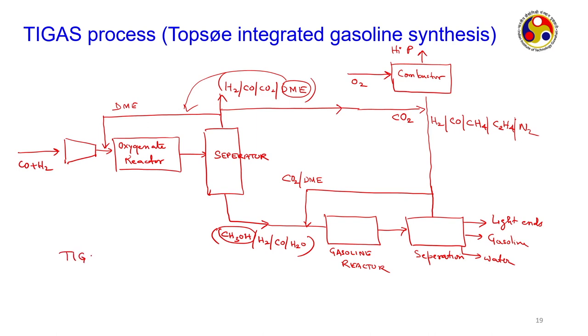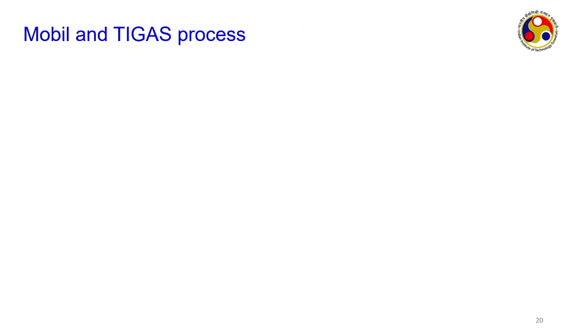You can find this entire flow sheet in detail on the website of Haldor Topsoe. So, moving ahead, finally, we come to the end of this lecture. What we have seen so far is the Mobil and the TIGAS process. I will briefly discuss what we did, the methanol to gasoline.